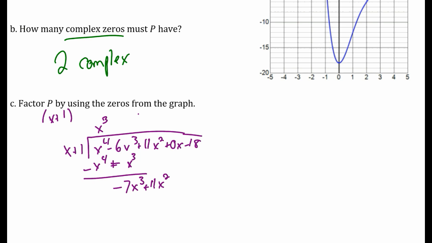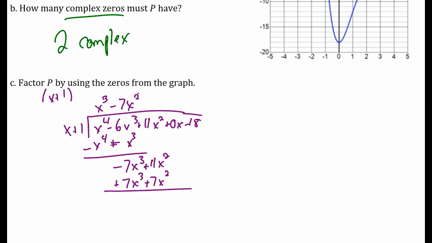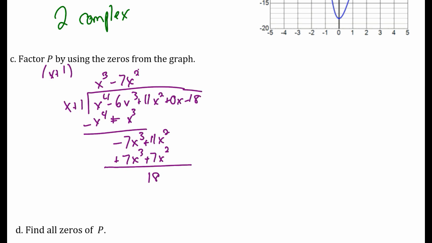And now I restart the process. Negative 7x squared times x is negative 7x cubed. Change my signs to subtract, and I end up with 18x squared plus 18x. Change my signs to subtract, and I get negative 18x minus 18. Well, that's times negative 18. And if you finish that, you get a remainder of 0, which is good.